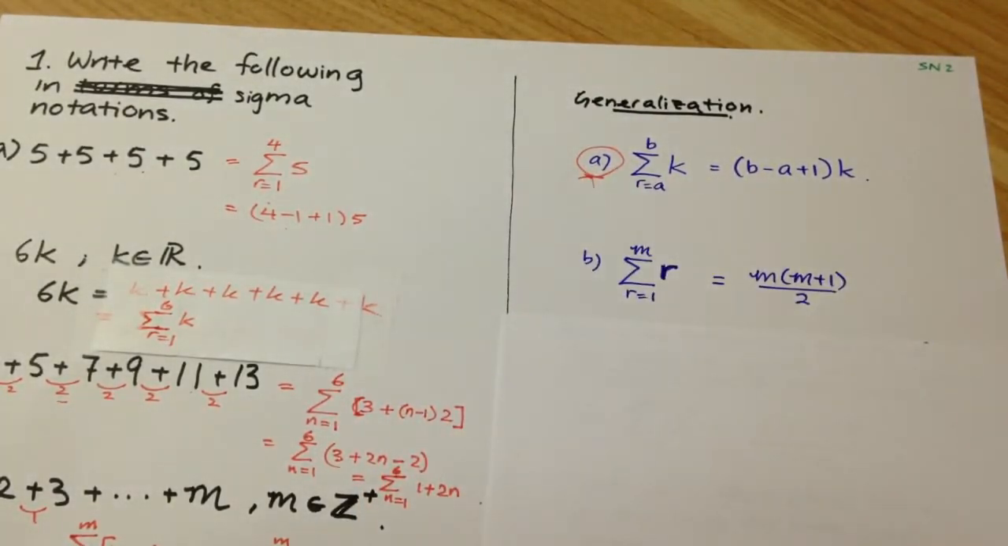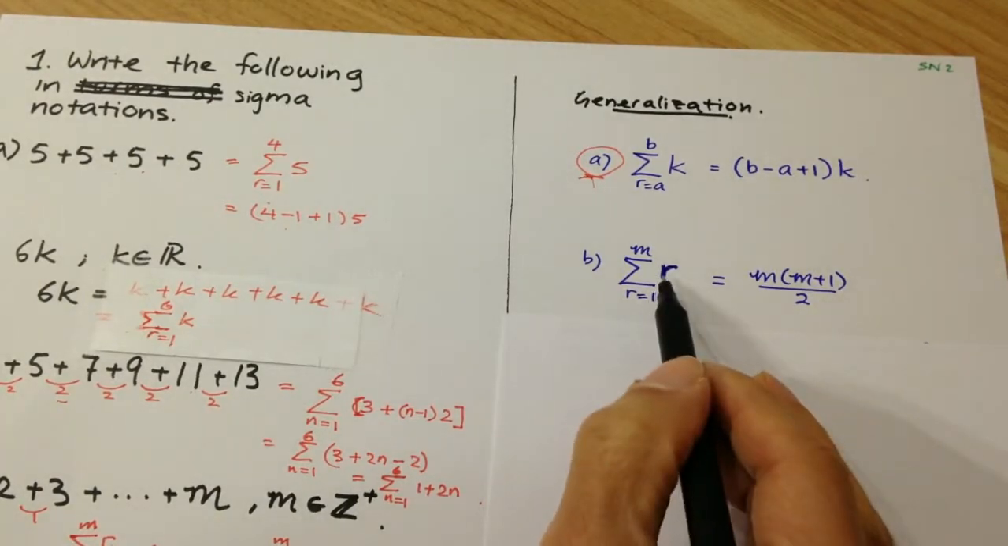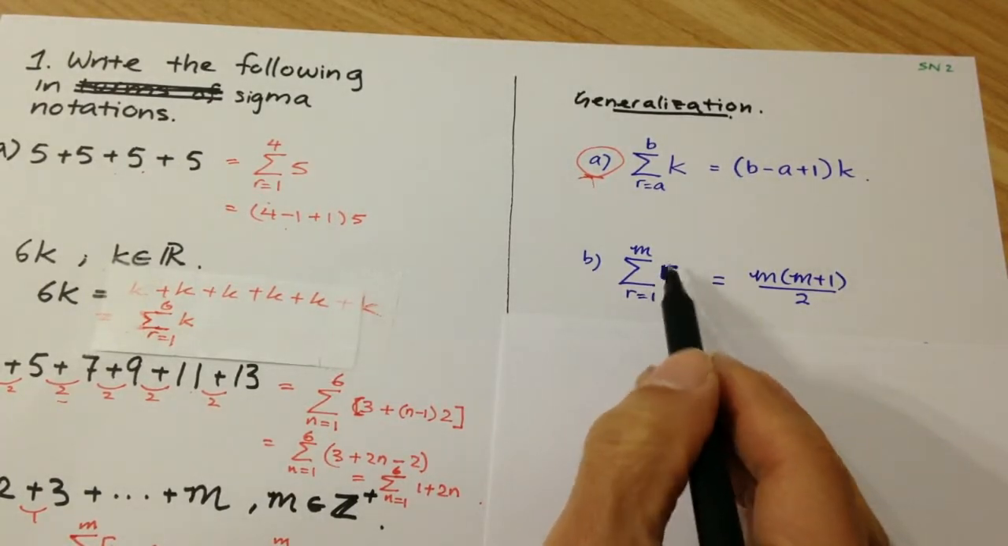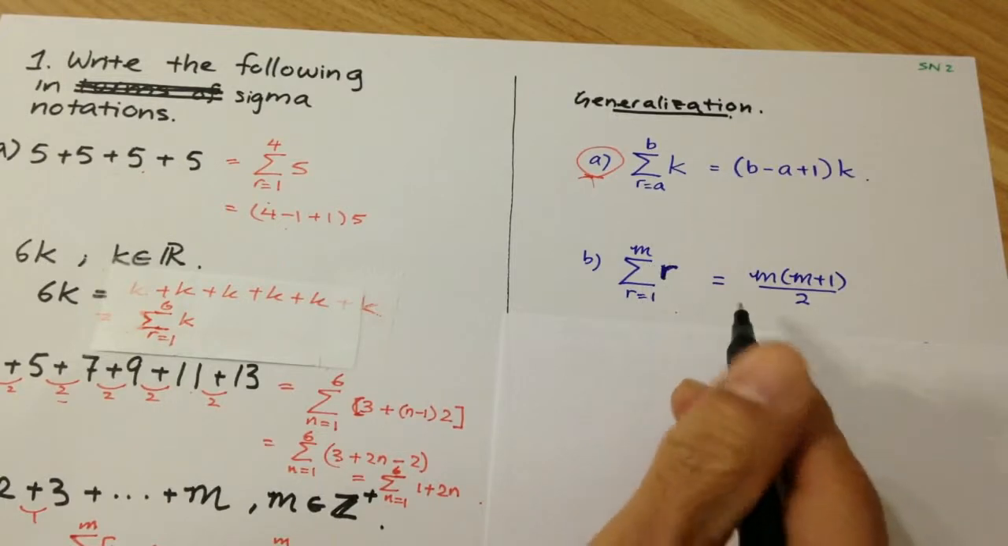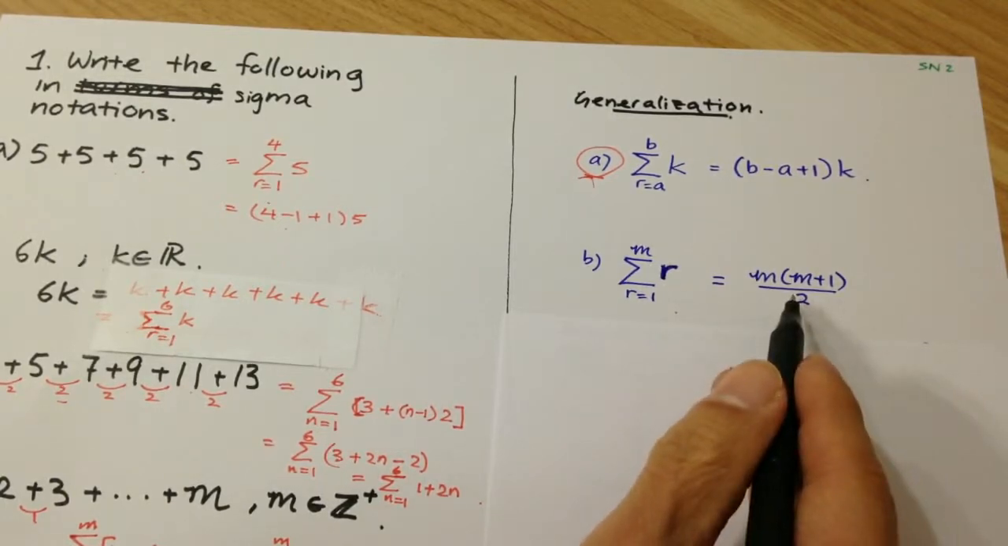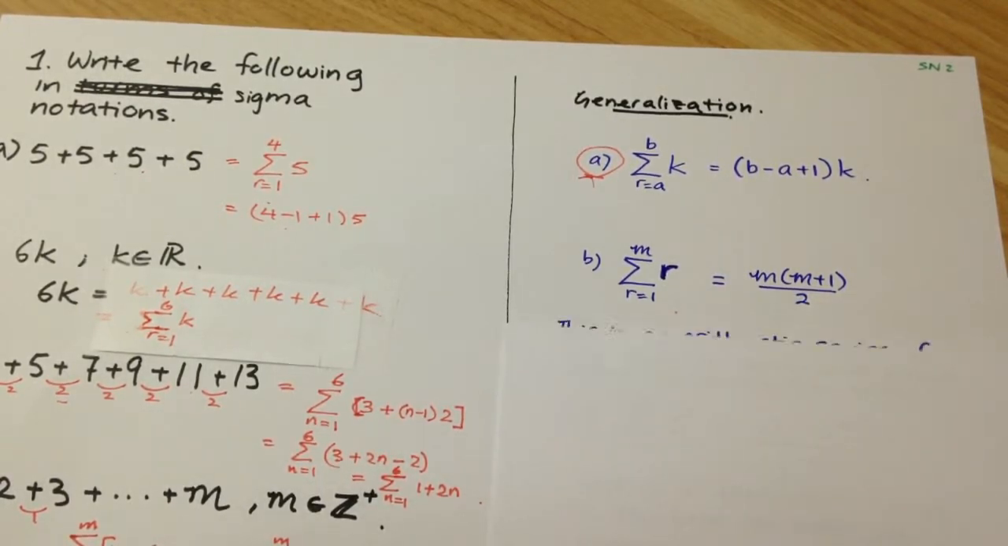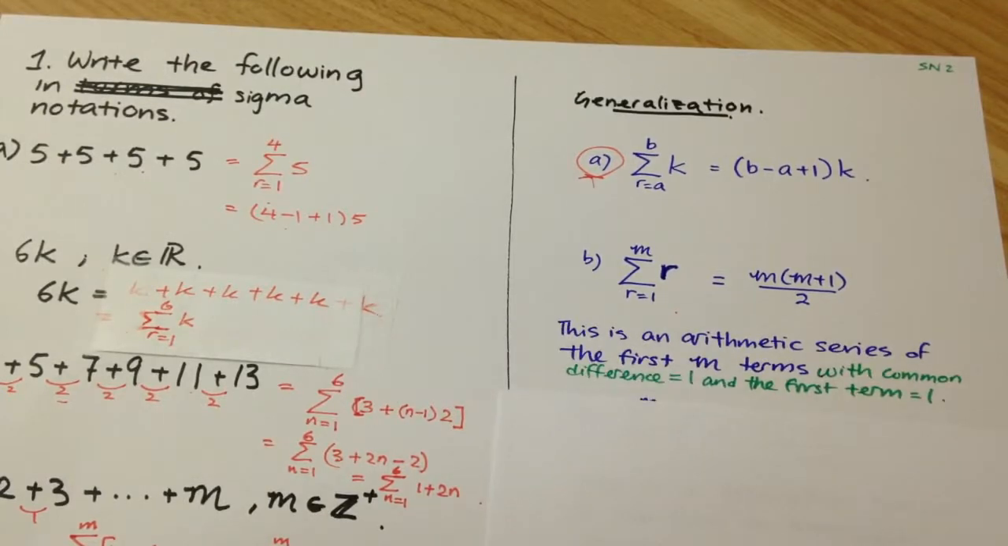Next, if you have an r here, a counter here from 1 to m, this is just an arithmetic series. So that's the answer. All right. So this is an arithmetic series, the first m terms with common difference equal to 1 and the first term equal to 1.